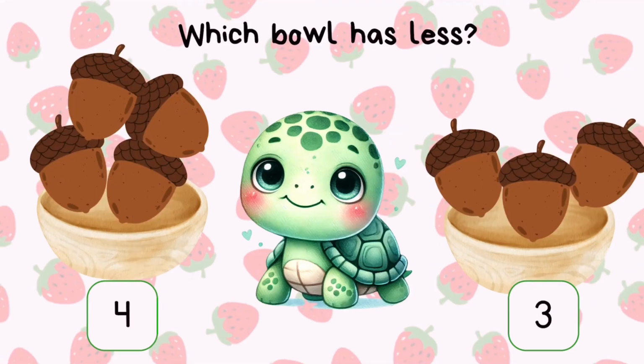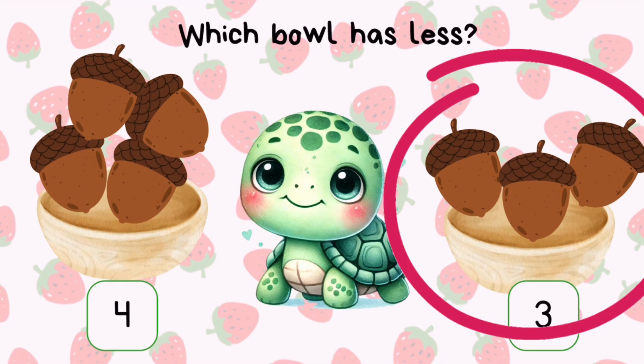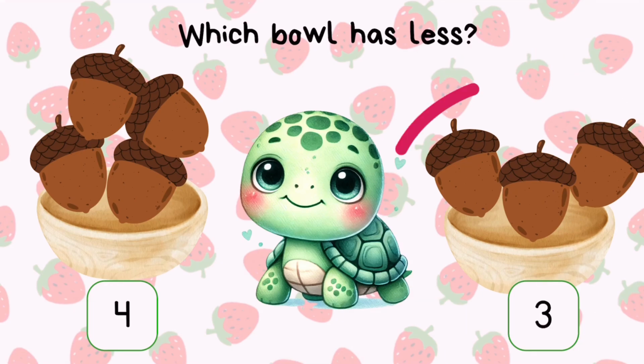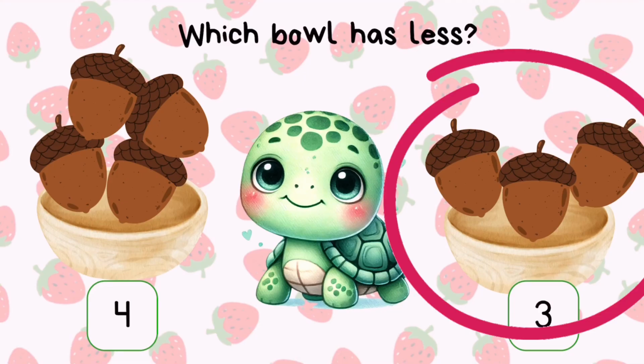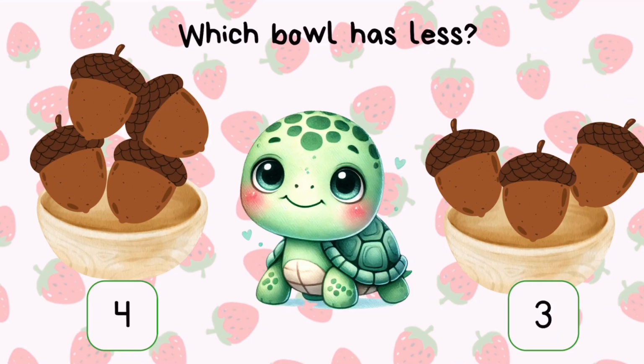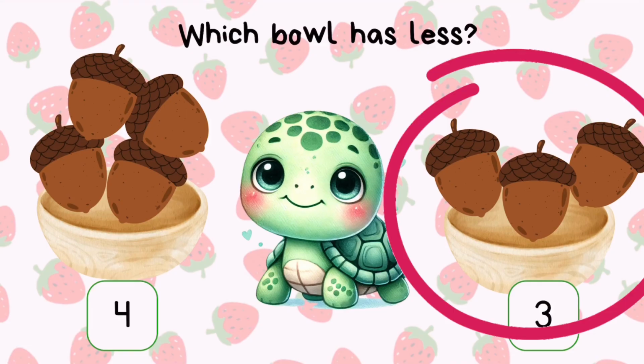All right. Now we're going to help Tilly with another problem. We have 2 bowls again. Now it wants to know which one has less. Remember, less means the one with the least amount. Which one has the least amount? The one with 4 acorns or the one with 3 acorns? The one with 3 acorns has less. It has 1 less than 4. Great job. Let's help Tilly with one more question.